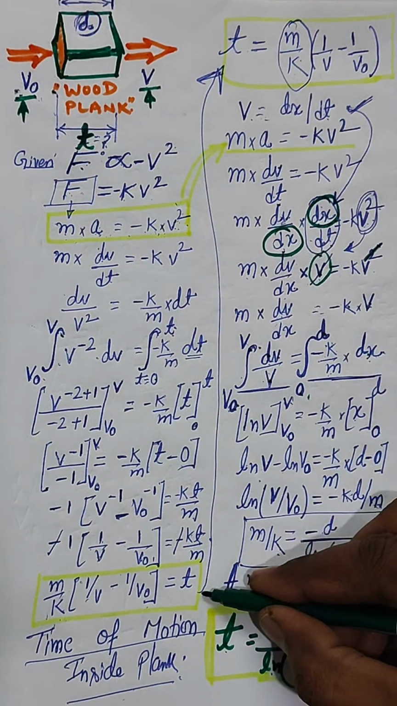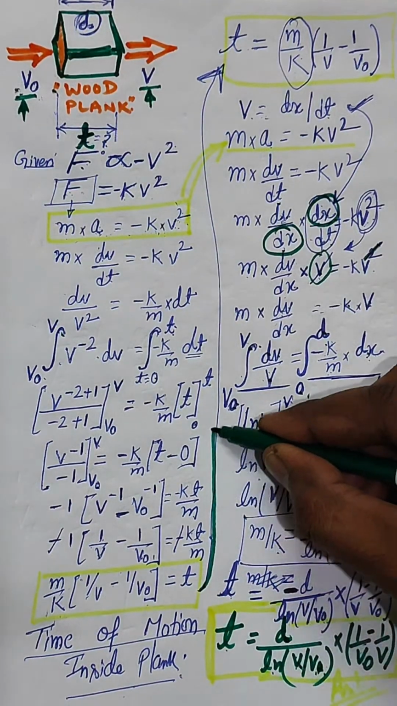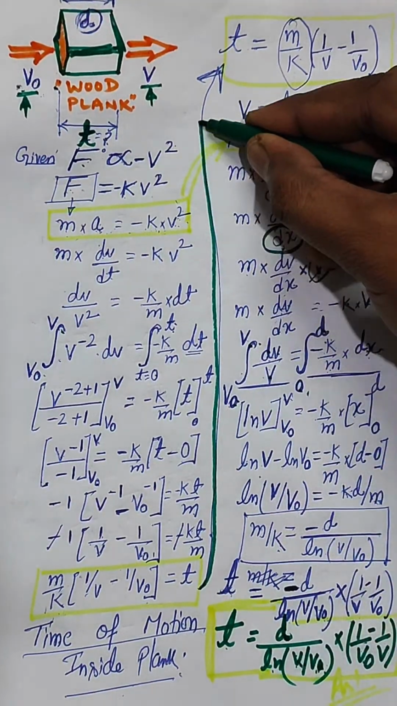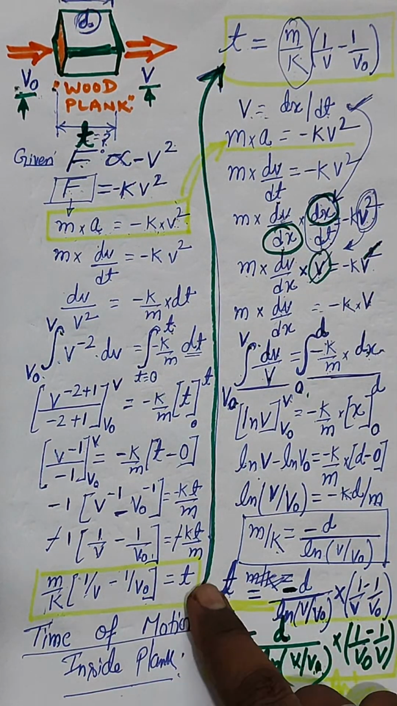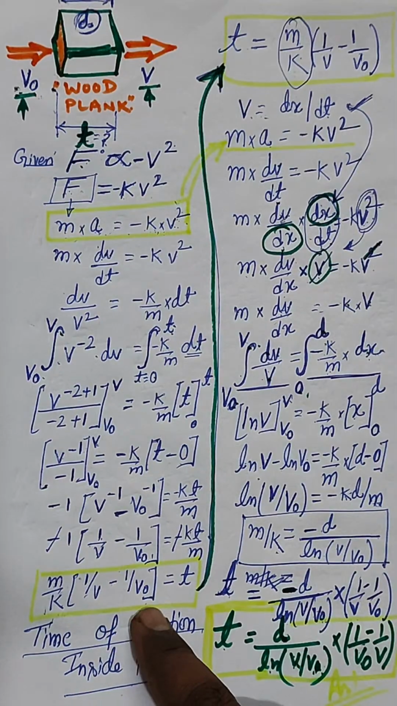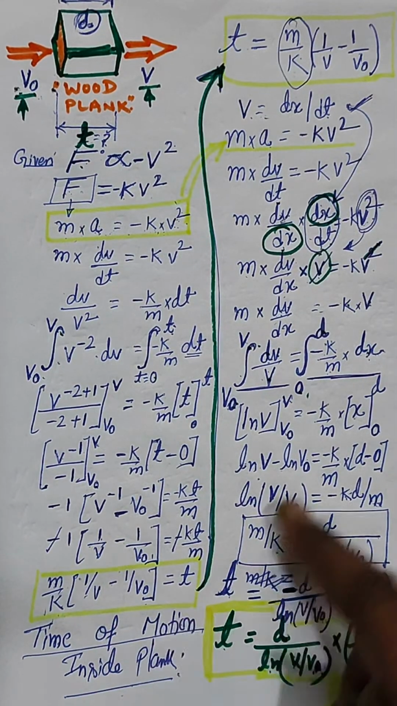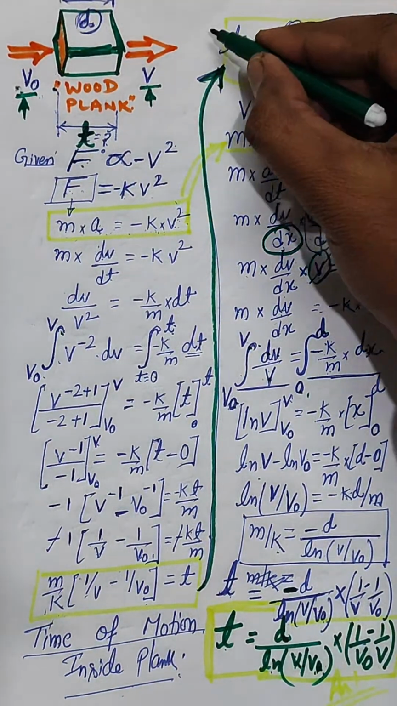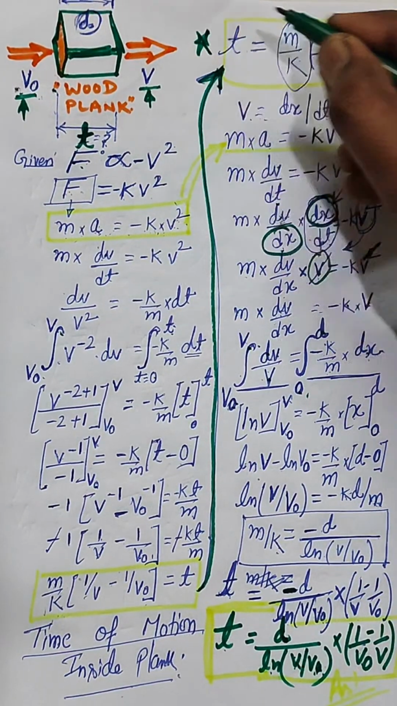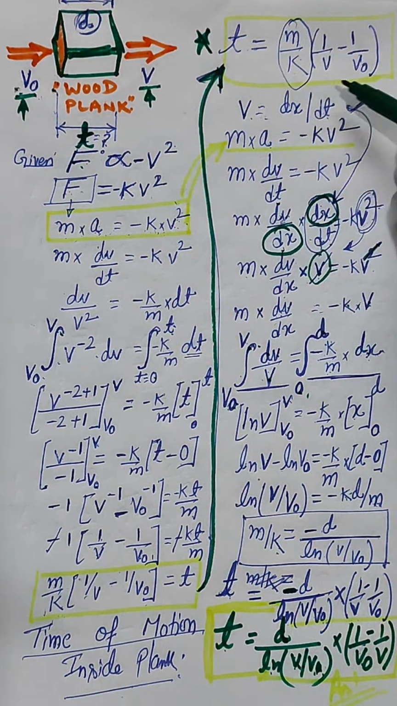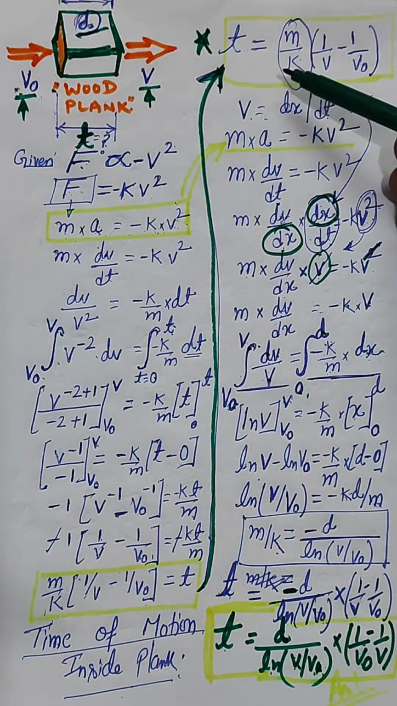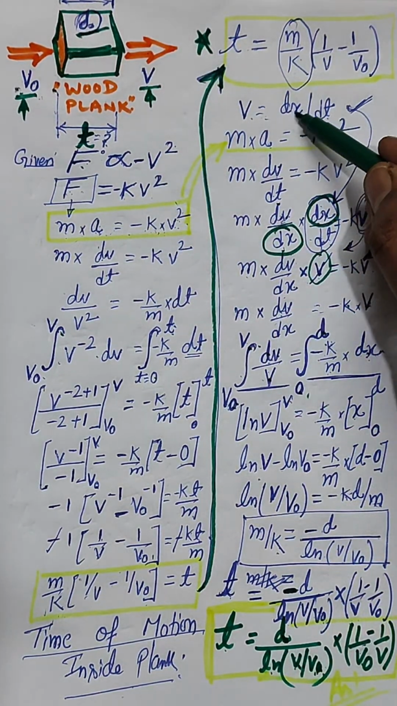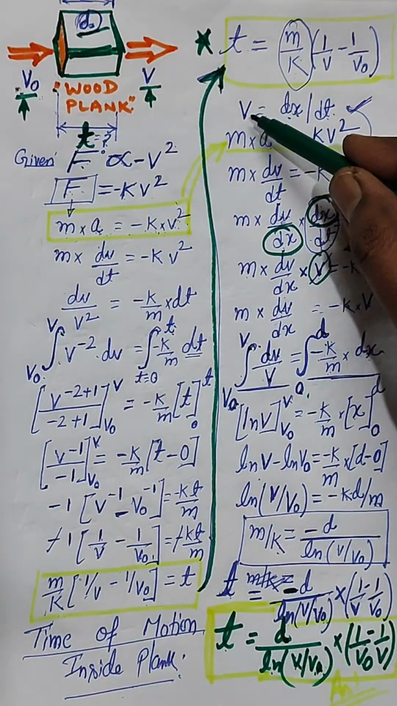So this is the formula which we derived and we have taken it here. t equal to m by k into 1 by v minus 1 by v0. This formula is also correct, but there is no d over here. So just to introduce d, the thickness of the plank, what we did, we just used dx by dt for v, right?